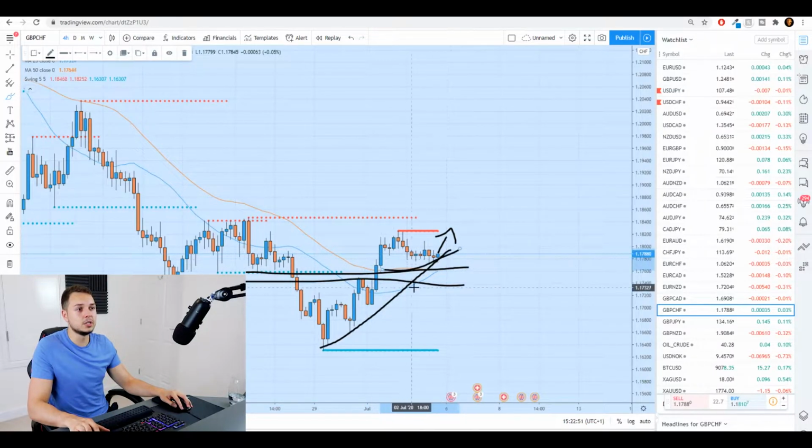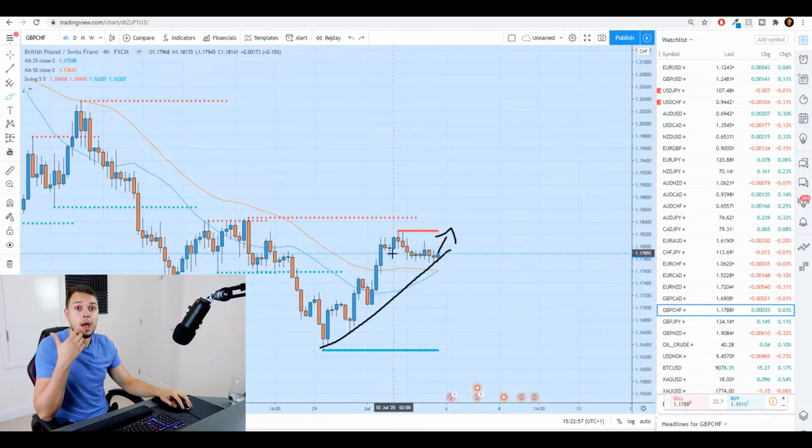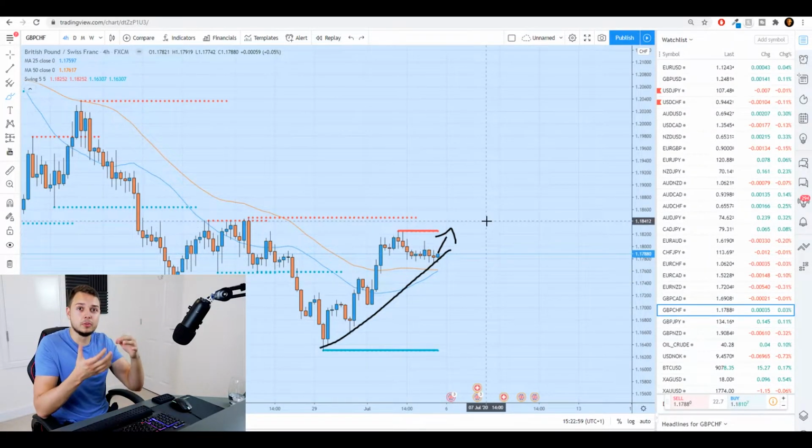The moving averages are also curving. As you can see, this orange and blue moving average is curving towards the upside, showing bullish pressure. The bulls are in the market, and very likely it's going to start shooting towards the upside.